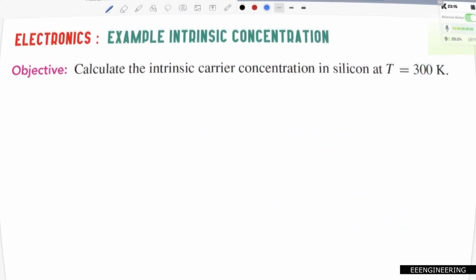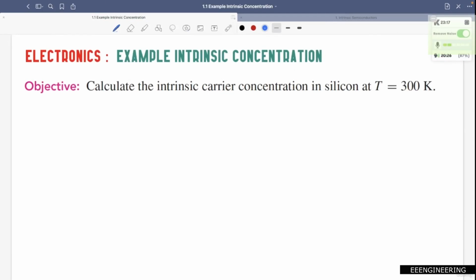Hello, and see everybody in this video. We are going to solve an example about intrinsic concentration, which is basically the concentration of electrons and holes, which are exactly the same, by the way, since we're talking about an intrinsic material.